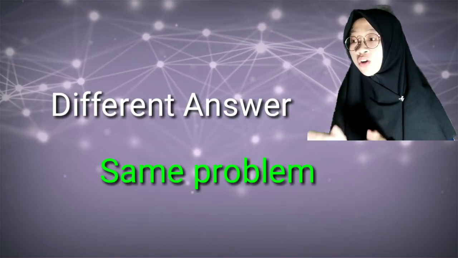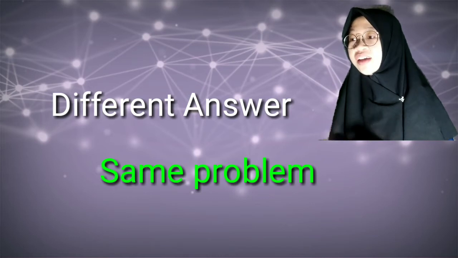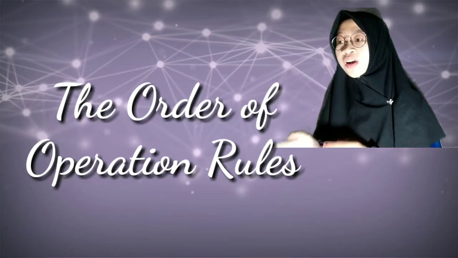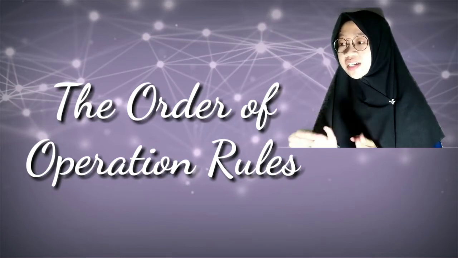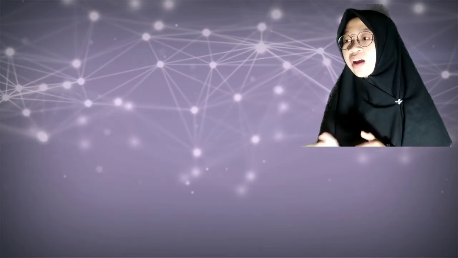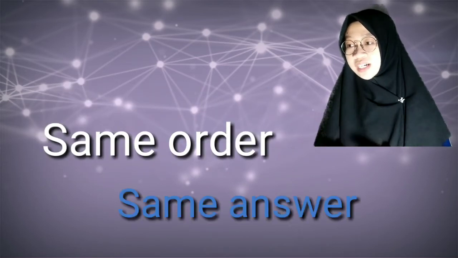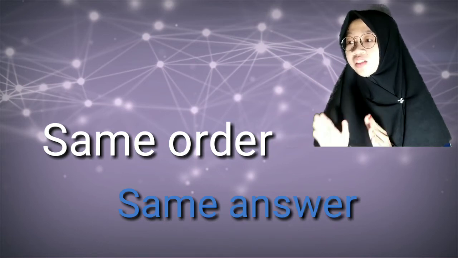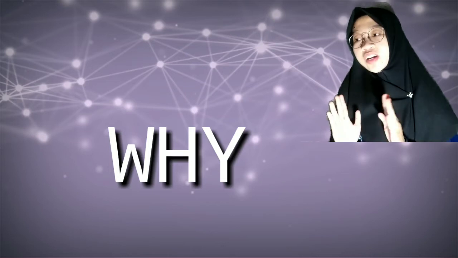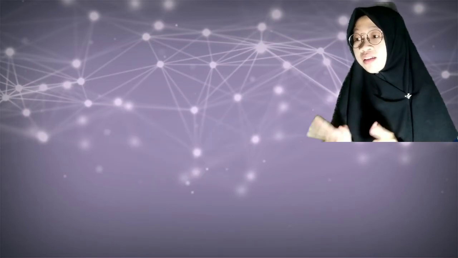And that's where order of operations can help us out. The order of operations rules are a way for us all to agree on the order that you should do math operations in. And if we always do operations in the same order, then we will always get the same answer. So, now that you know why we need order of operations rules, let's find out what those rules are. There are basically 4 of them, and they go something like this.